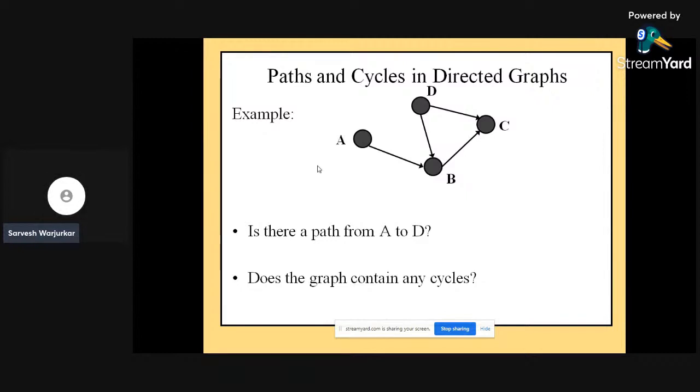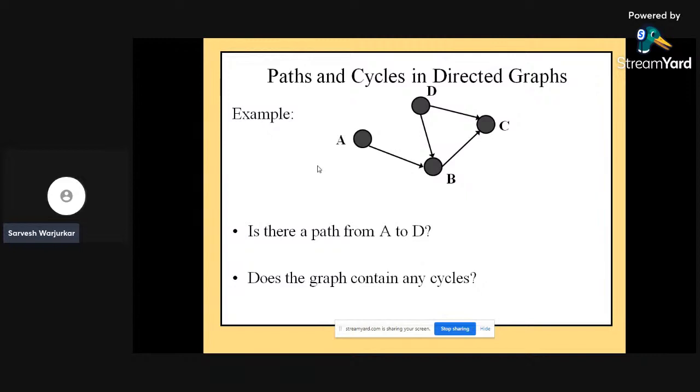No, there is no direct path. We cannot reach D in the directed graph, since we can reach from A to B and B to C, but we cannot reach D. The reason is that D does not have any inward arrow or inward edge towards itself.